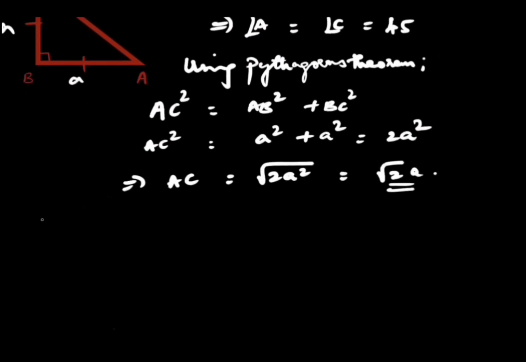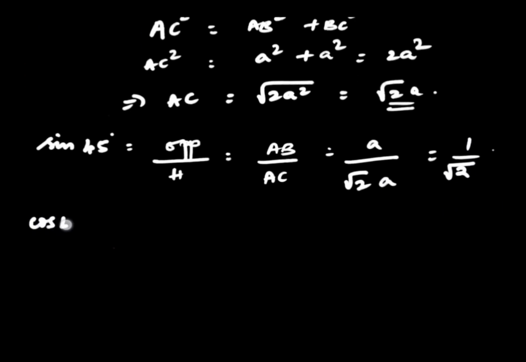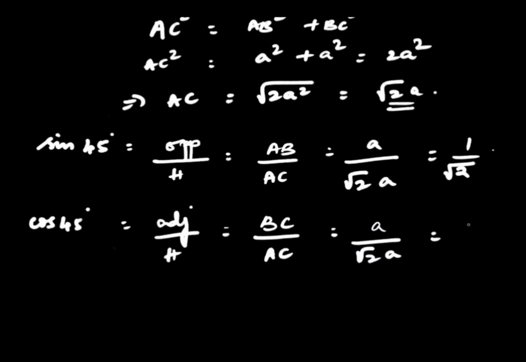Now we'll see sine 45 degrees. By our previous video, we know that sine is opposite side by hypotenuse. What is the opposite side? Opposite side of angle A is AB. Hypotenuse is AC. AB is A and AC is root 2A. We get 1 by root 2. Similarly, cos 45. It is adjacent side by hypotenuse, which is equal to BC by AC, which gives A by root 2A, which is in turn 1 by root 2.